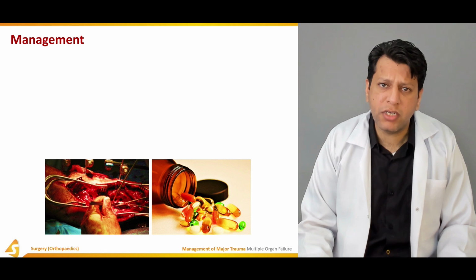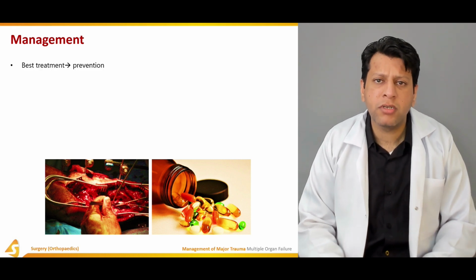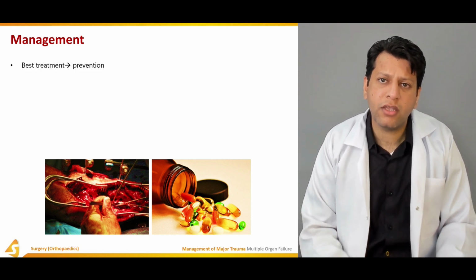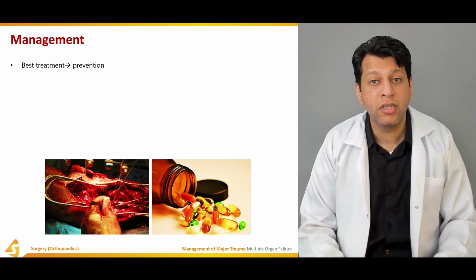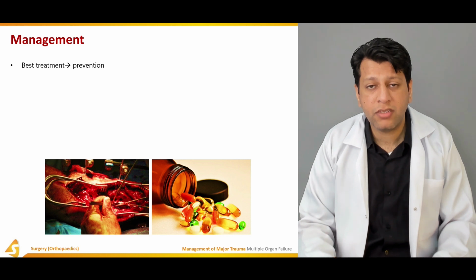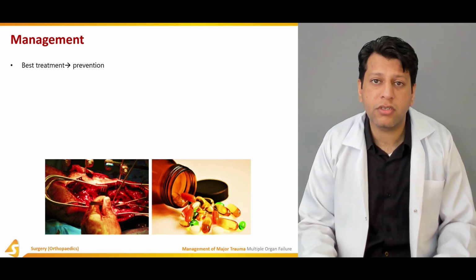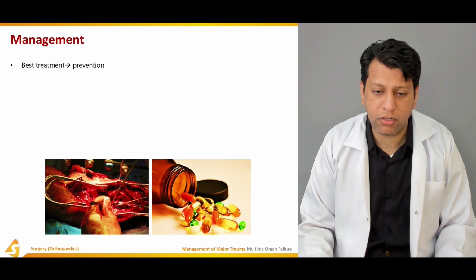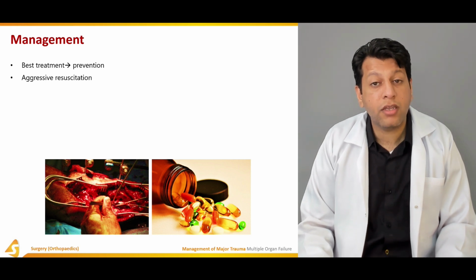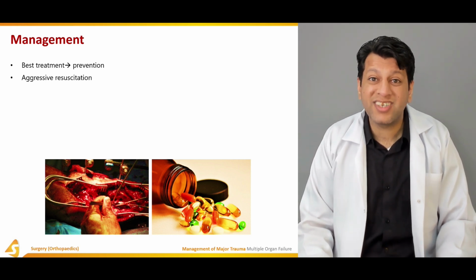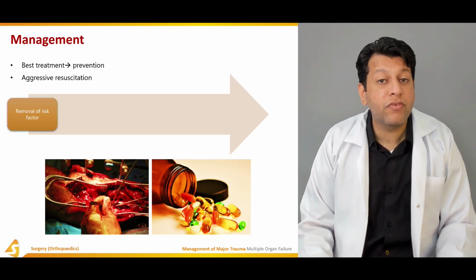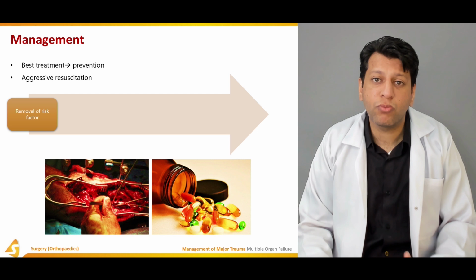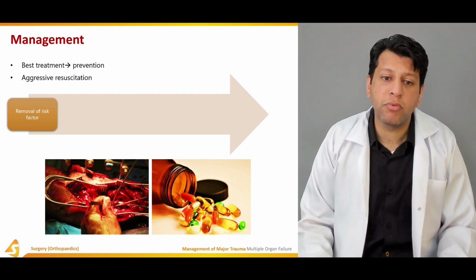So what's the management? The best management is to prevent the stage of systemic inflammatory response syndrome, because if we do not prevent this continuous hypoperfusion, it is going to set in and lead to multiple organ failure. So we have to aggressively resuscitate so that the state of hypoperfusion is decreased, and then remove the risk factors, that is, whatever is actually causing the hypoperfusion.